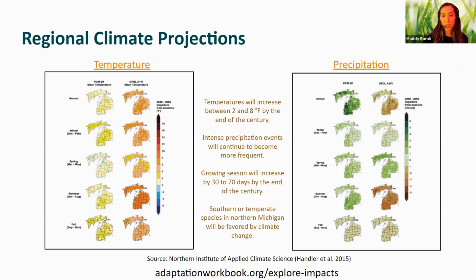So over the past century, much of our region has already warmed between 1 and 2 degrees Fahrenheit, and the temperature is expected to increase between 2 and 8 degrees Fahrenheit over the course of the next century, with that being concentrated in the winter and summer months. And then we're also expecting intense precipitation events to become more frequent and severe.